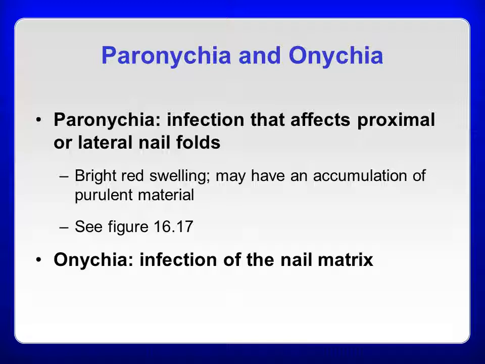Paronychia and onychia are different types of infections around the nails. Paronychia is an infection that affects the proximal or lateral nail folds. So this is an infection in and around the nail. You have a picture of it in figures 16 and 17 in your textbook. Onychia is an infection of the actual nail itself.